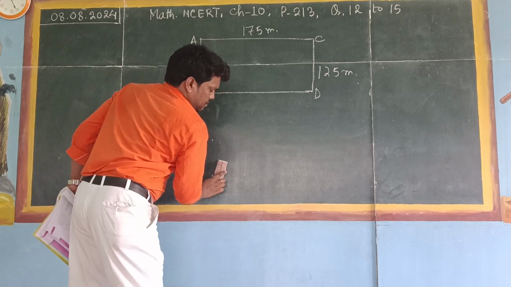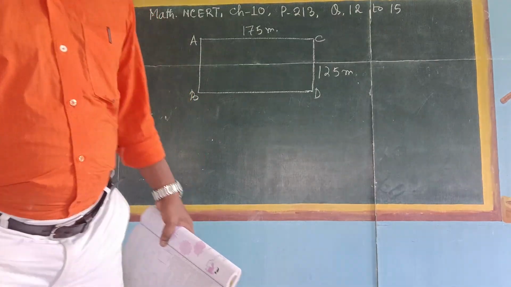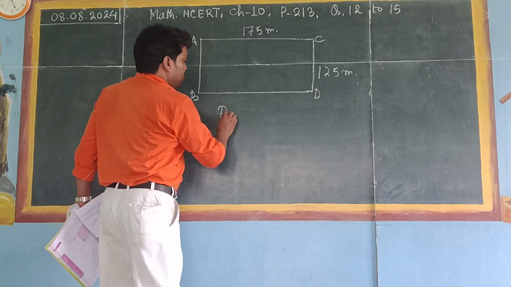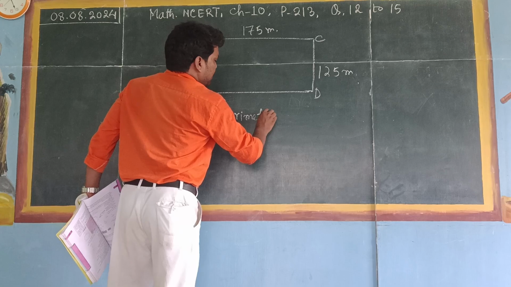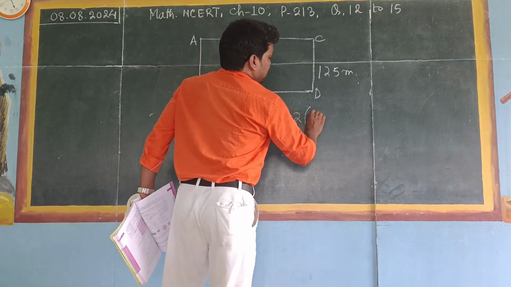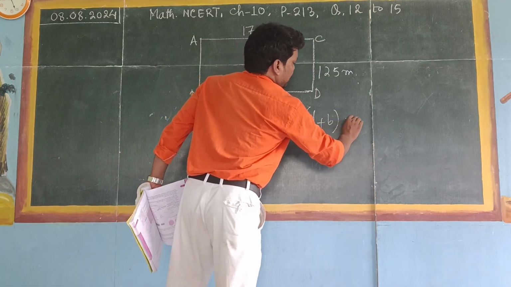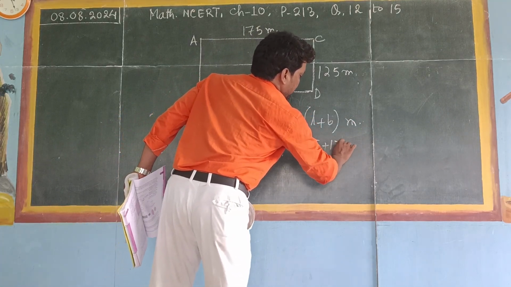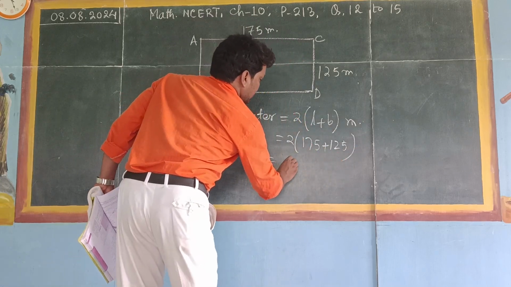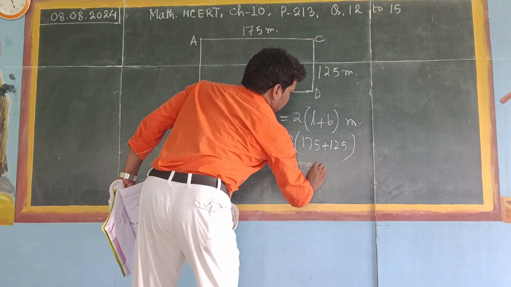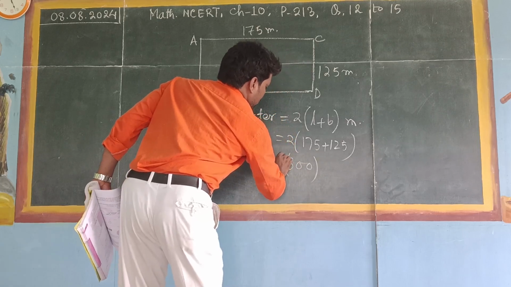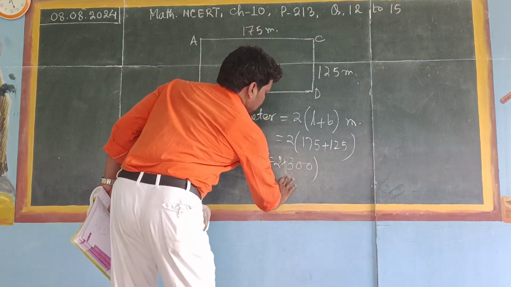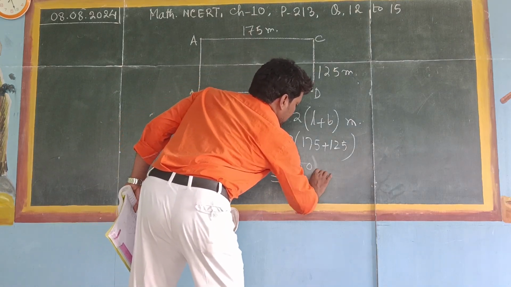It also has to be fenced. So at first find out the perimeter of the rectangular park. So perimeter will be 2 into length plus breadth. What is the formula? 2 into length plus breadth. So 2 into 175 plus 125, that means 300, into 2. That means, you omit the bracket, 600 meter.